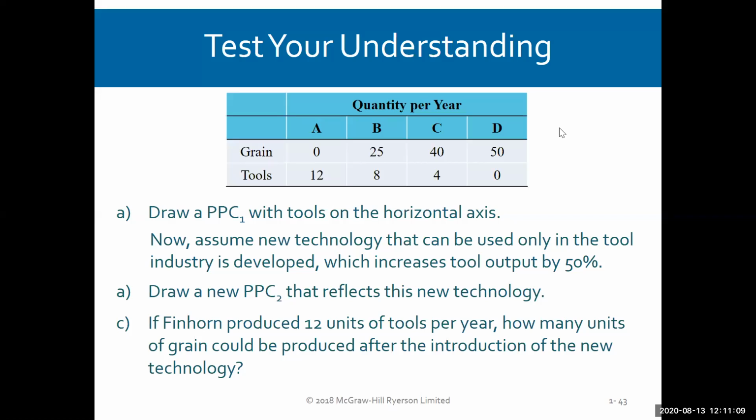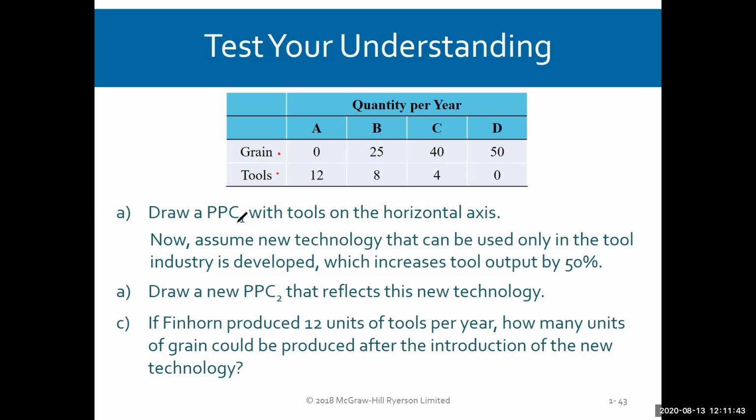So let's do a quick example to indicate this change in technology and how we can show it on the production possibility curve and what it shows in an economy. You'll have an example just like this in your Connect assignment. So to start off, we basically see we've got grain and tools, and we've got 4 combinations, A, B, C, and D. Combination A says 0 grain, and we're putting all our resources into tools, and so on till combination D says 50 grain and 0 tools, so no resources are producing tools.